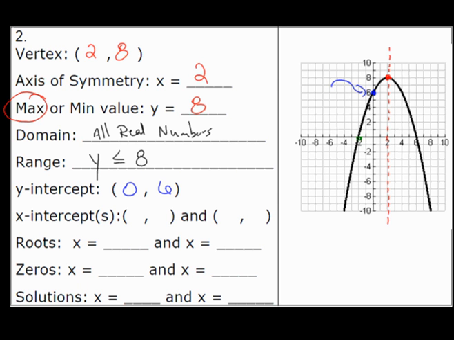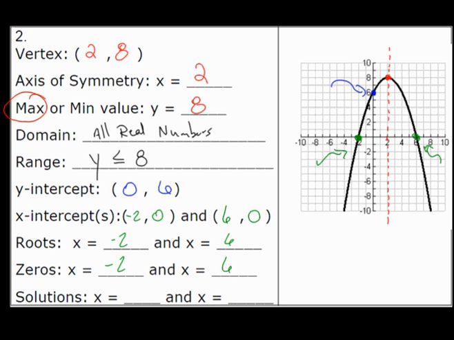My x-intercepts are right here and here. This point here and this point right here. So it is located at -2, 0, and 6, 0. Next it asks for the roots. Well, the roots are the same as the x-intercept, so I again have -2 and 6. Now I'm asked for the zeros. Well, the zeros are the same as the roots, which is the same as the x-intercept, so again I put -2, I put 6.